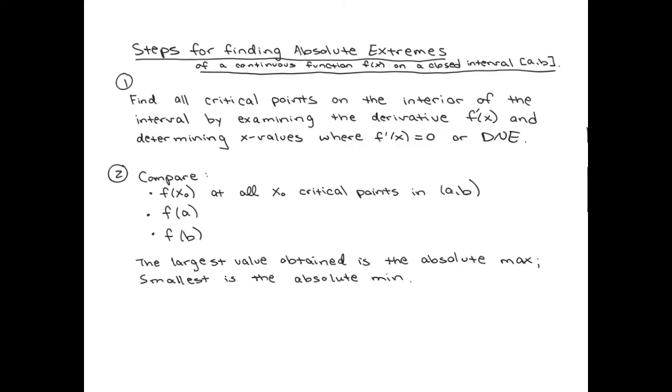This makes our steps in order to find absolute extremes pretty straightforward. Step one is to find all critical points in the interior of the interval by examining the derivative and determining which x values make the derivative zero and which x values make the derivative not exist. Once you know where the critical points are on the interior of the interval, then you can just compare. What is the height of the function at the critical points and what is the height of the function at the endpoints? The biggest value is the maximum and the smallest value is the minimum.